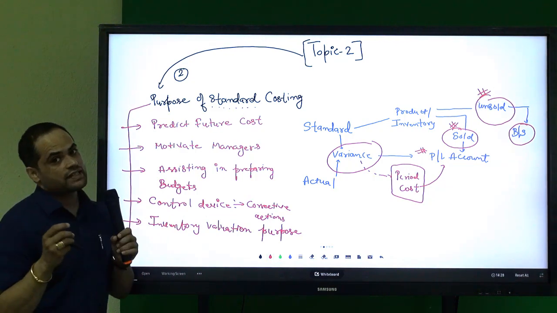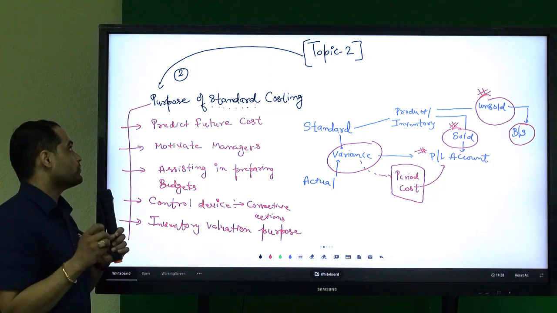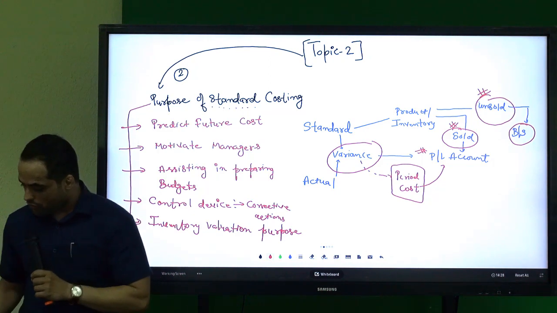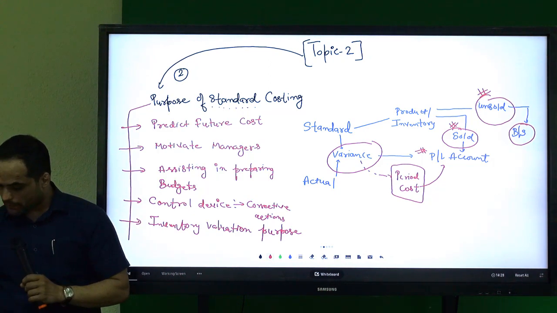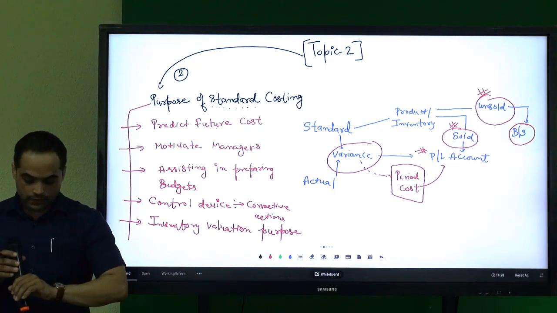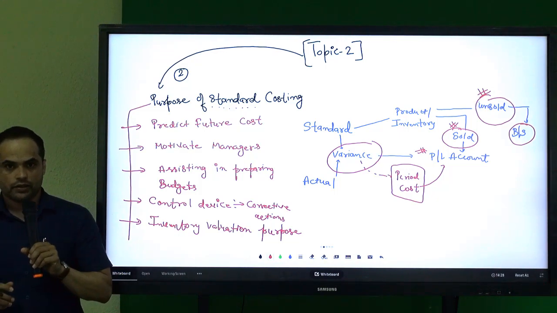So that's all about the purpose of standard costing, learning outcome 2. Now we move on to learning outcome 3.